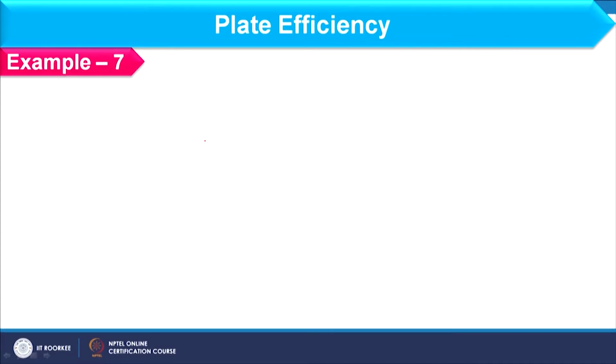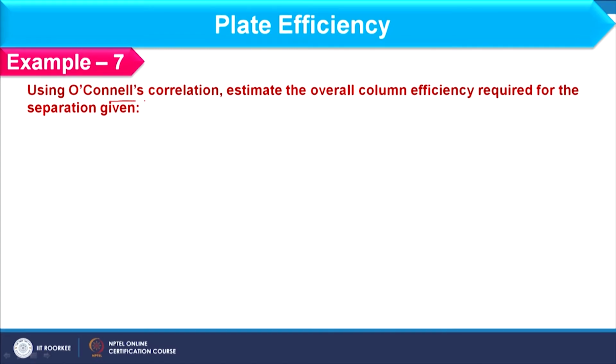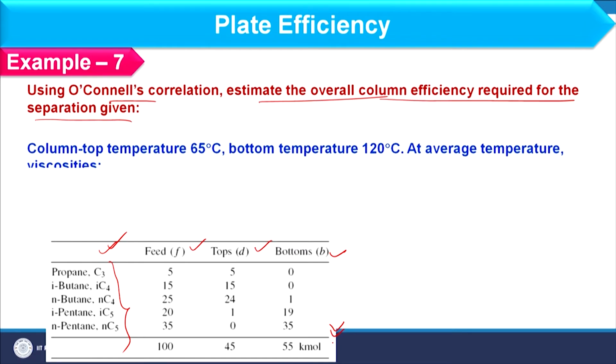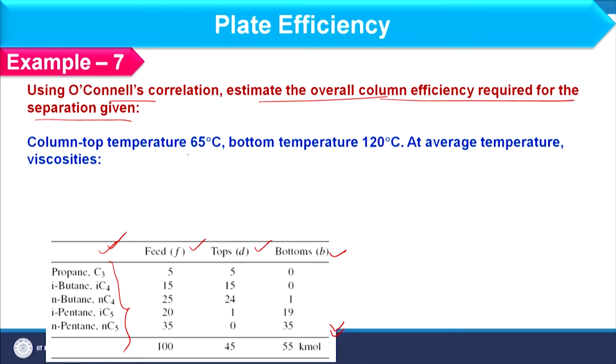Here I have the 7th example. In this example, O'Connell's correlation is to be used to find the overall column efficiency required for the given separation. Here we have the conditions, the composition in feed, top and bottom, and we have these 5 components. I have taken this example directly from the volume 6 book. And here we have a column top temperature of 65 and a bottom temperature of 120.